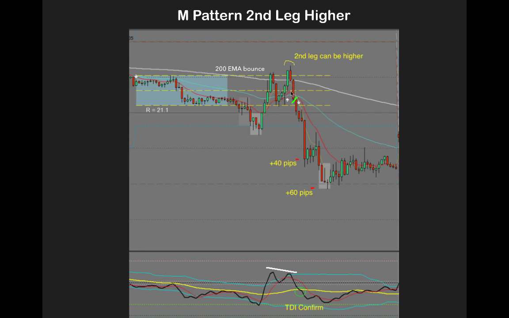Here's your shift candle, closing below all the EMAs, closing below the 13 EMA. You have your TDI confirmation: below the market baseline, crossing below the signal line, with a nice big angle of separation there. And there's your entry for the M on the second leg. Then you held the trade. You got 40 pips if you held down to this point here, and then another 20 pips if you held the pullback, for 60 pips.